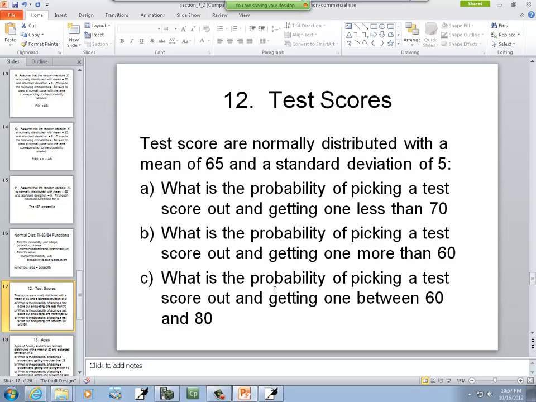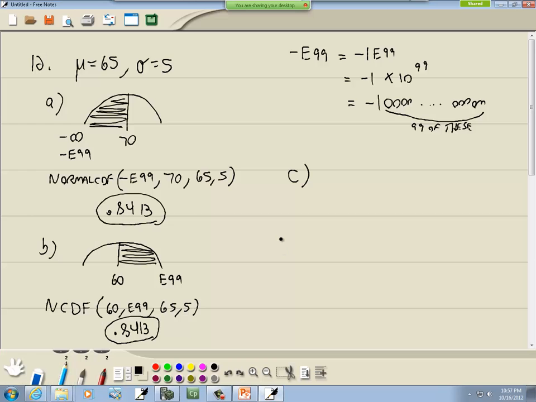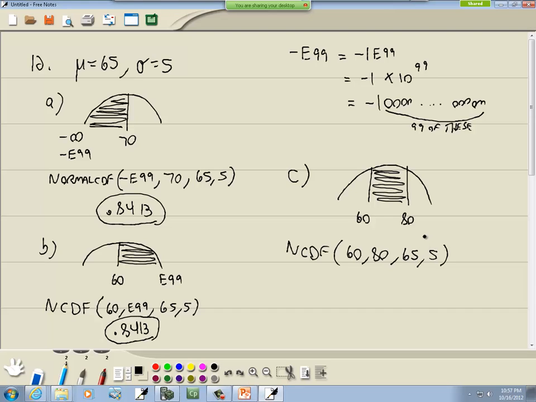C says, what is the probability of picking a test score out and getting one between 60 and 80? So here's 60, and here's 80, and between, we're shading here. So we'll do our normal CDF. You do your lower bound, which is 60, your upper bound, which is 80, your mean, which is 65, and your standard deviation, which is 5.